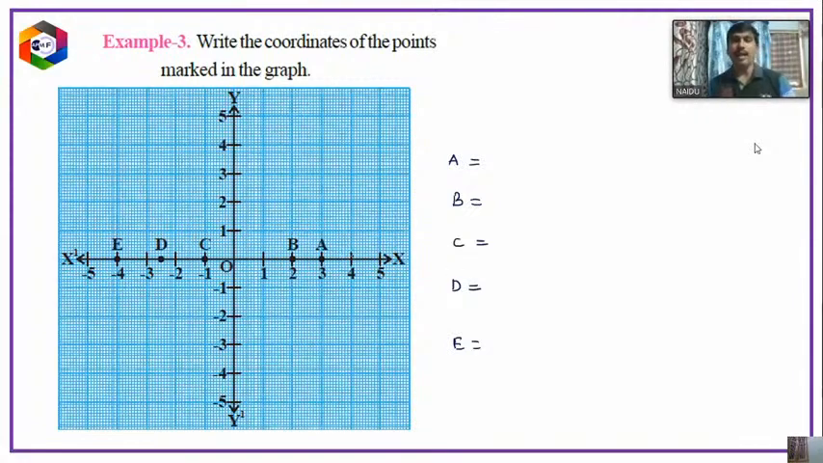Now, as we discussed previously, to locate any point, first we have to consider the x direction distance, followed by the y direction distance. X direction distance is the same as the distance from the y axis, and y direction distance is the same as the distance from the x axis.